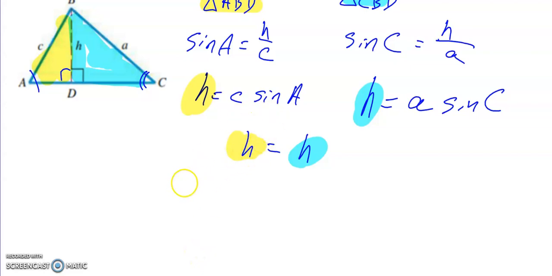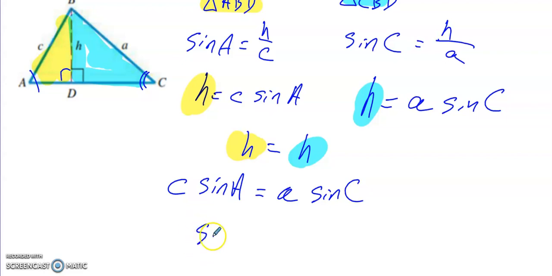Well, instead of saying h, let's say what h equals. That was a mouthful. So instead of saying yellow h, I'm going to say c sine A equals blue h, which is a times sine C. Now I'm going to divide by the lowercase letters to get all the same letters on the same side. So I'm going to have sine of capital A over lowercase a equals the sine of capital C over lowercase c. That is how they figured out the law of sines. Kind of cool.